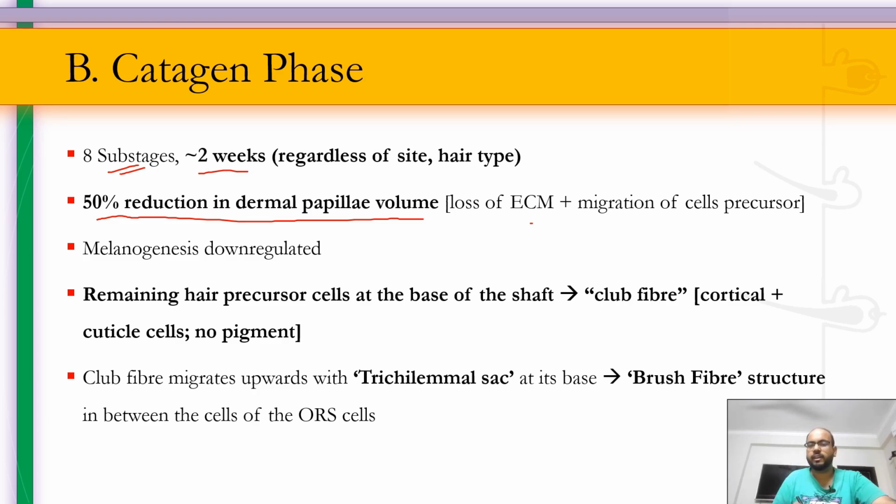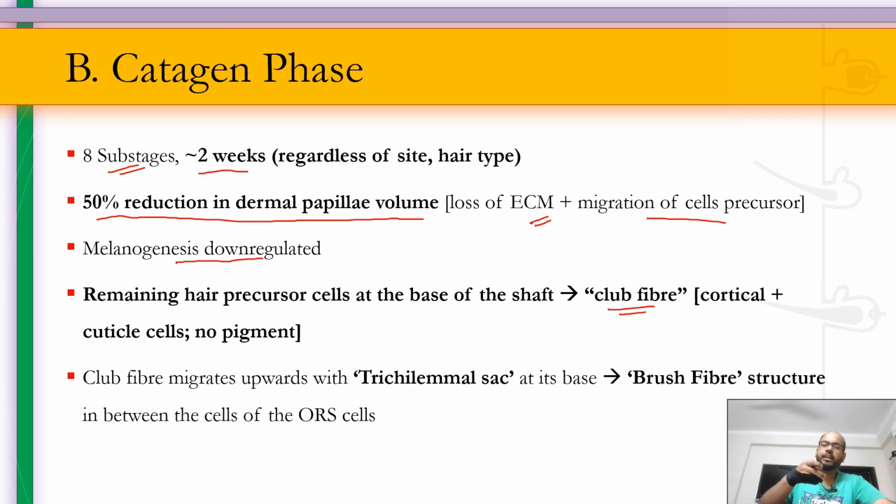There will be loss of the connective tissue and the migration of cells, precursor cells. What exactly do we mean by that? That the connective tissue will be reduced in volume and the cells will undergo apoptosis. Melanogenesis is downregulated, we know that. Remaining hair precursor cells at the base of the shaft will be called club fiber. Okay. Now, club fibers are only cortical and cuticle cells. They do not have any pigment.